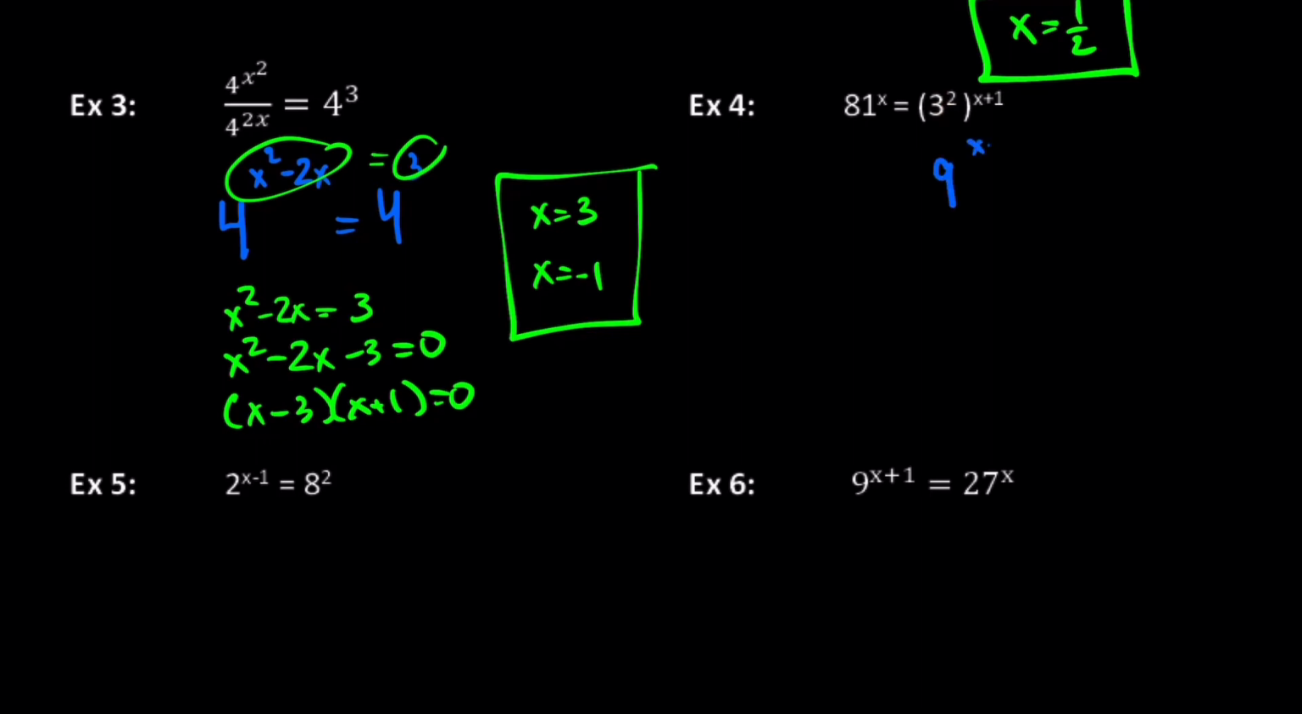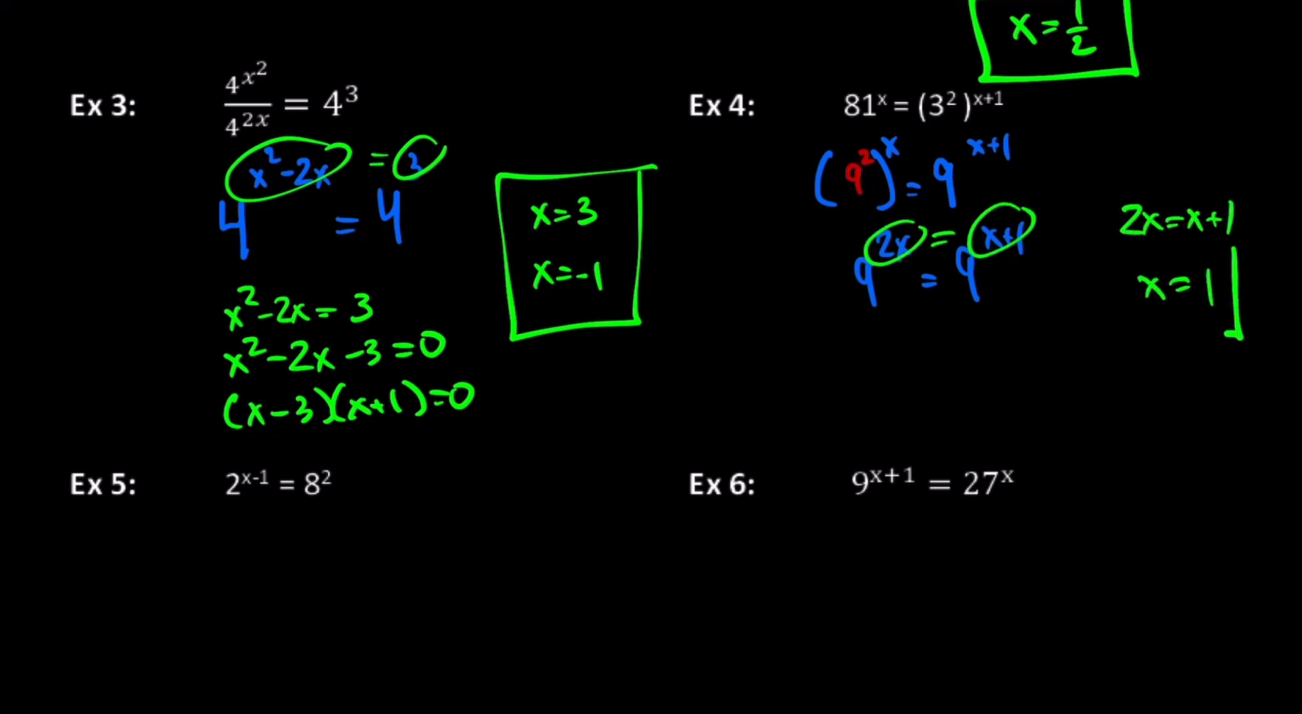9 to the x plus 1, which means over here I need something to the x that has a base of 9. Well, that's obviously going to be 9 squared. Then you just have to multiply those exponents. So that gets me 9 to the 2x equals 9 to the x plus 1. Now we can set the exponents equal. 2x equals x plus 1, x equals 1.